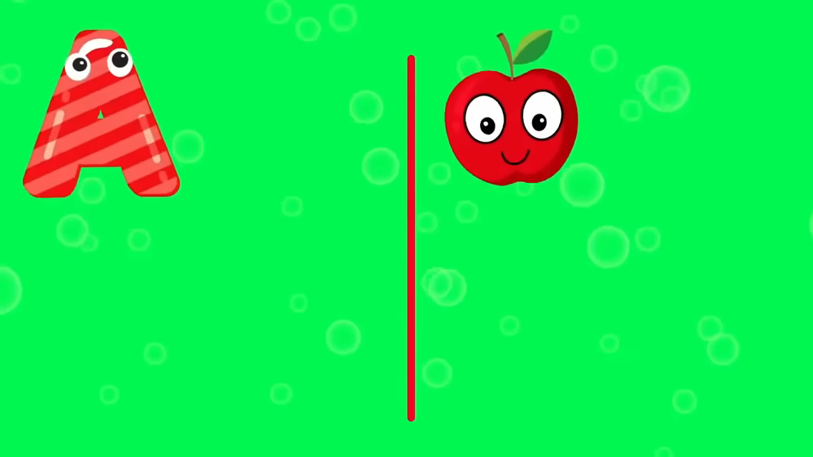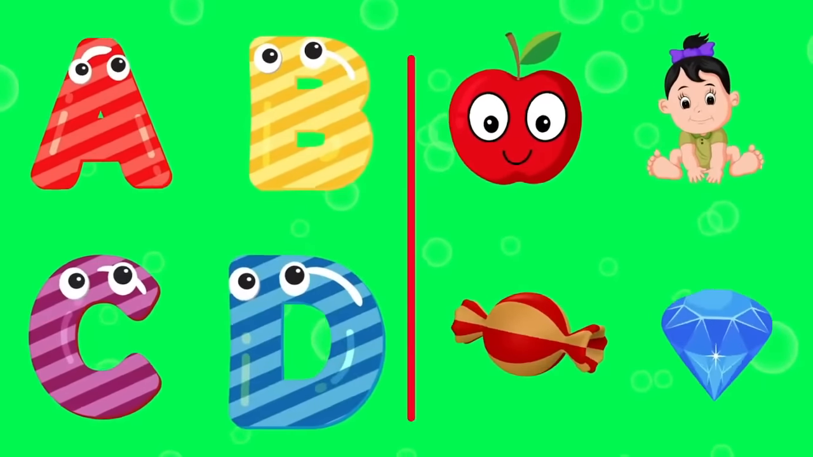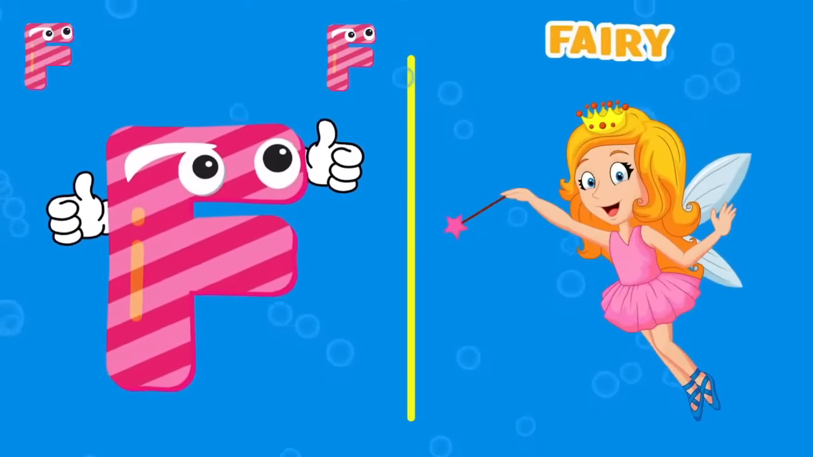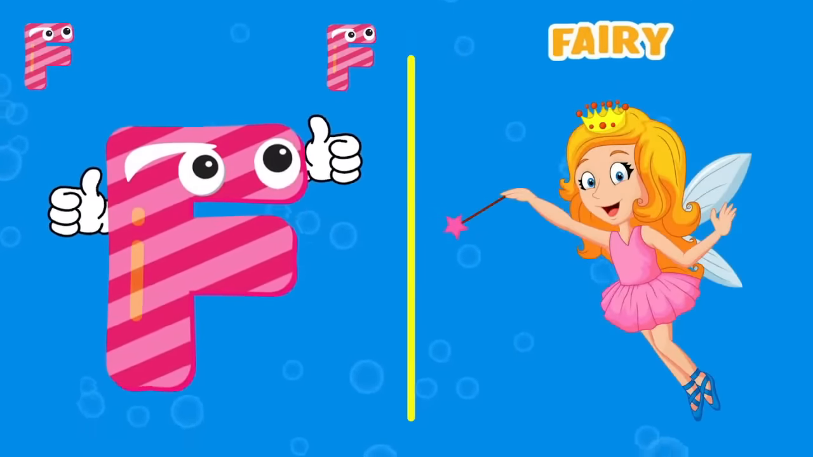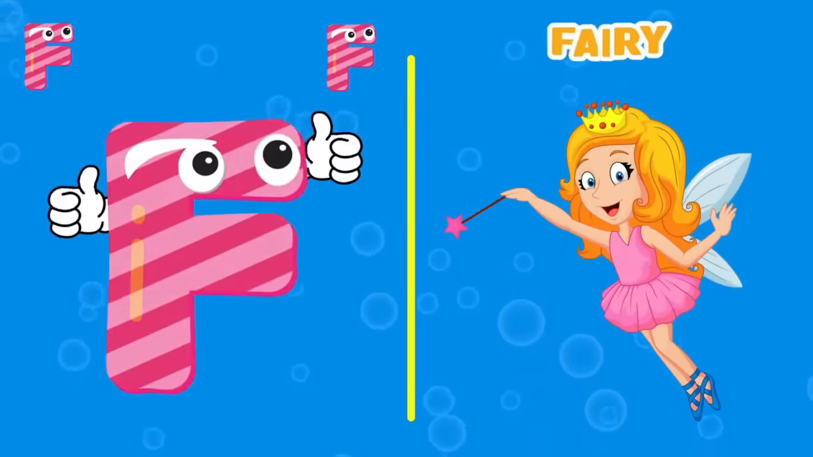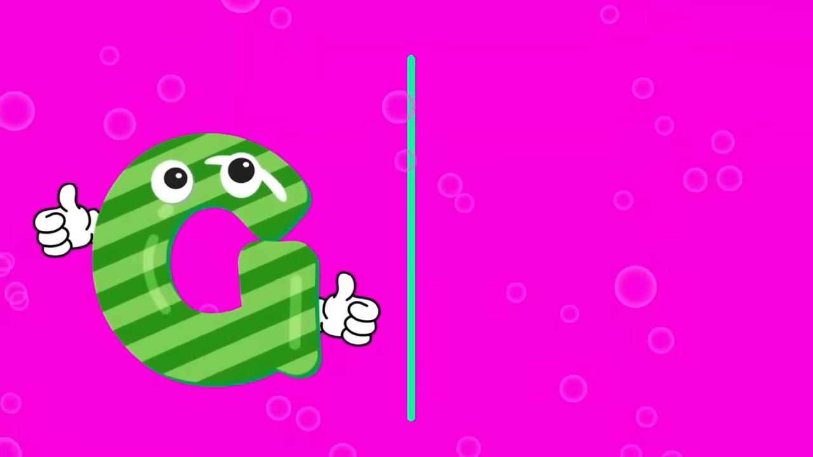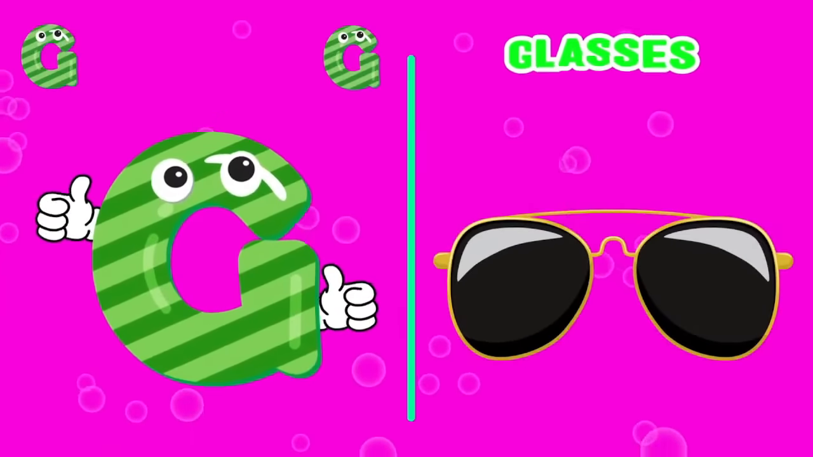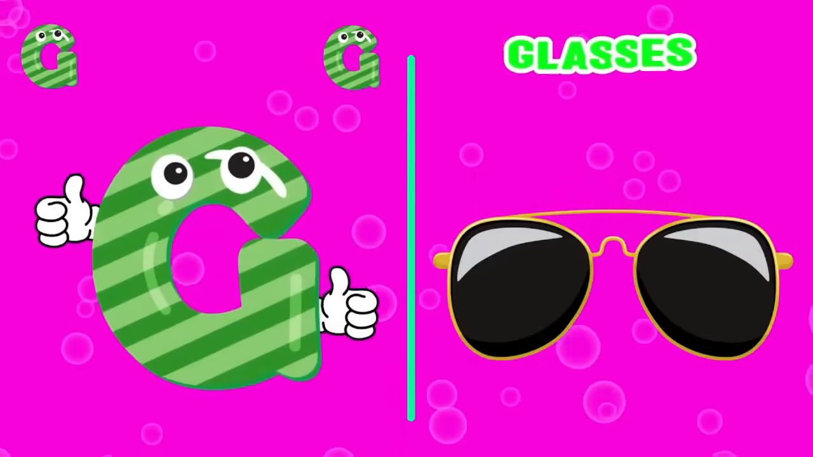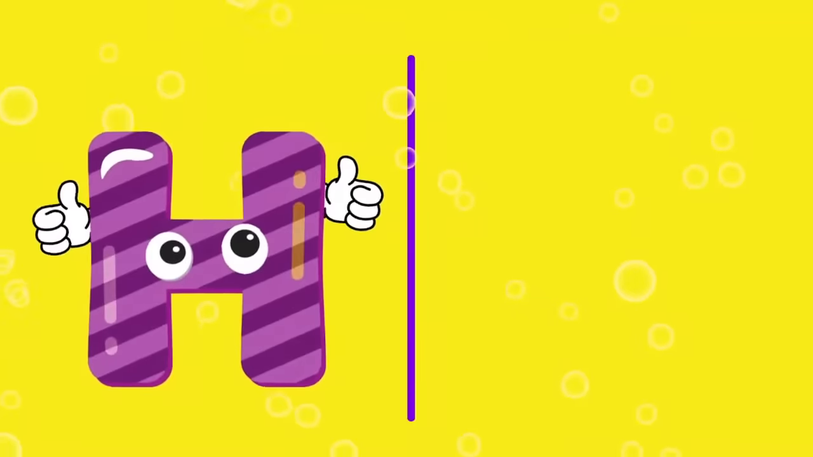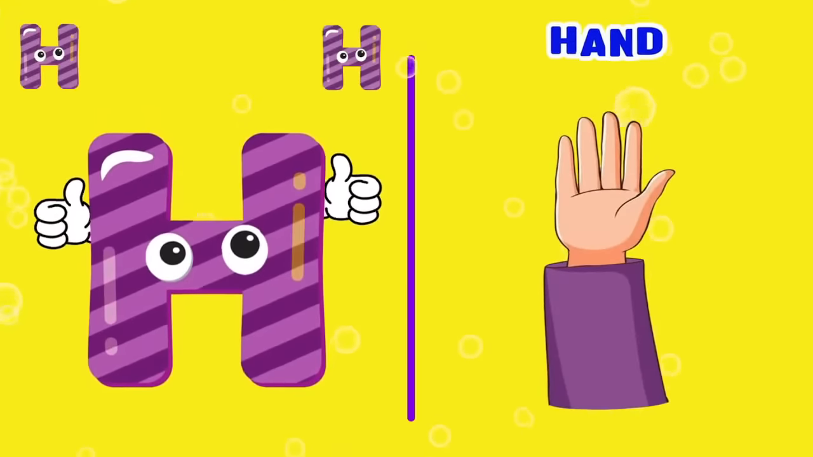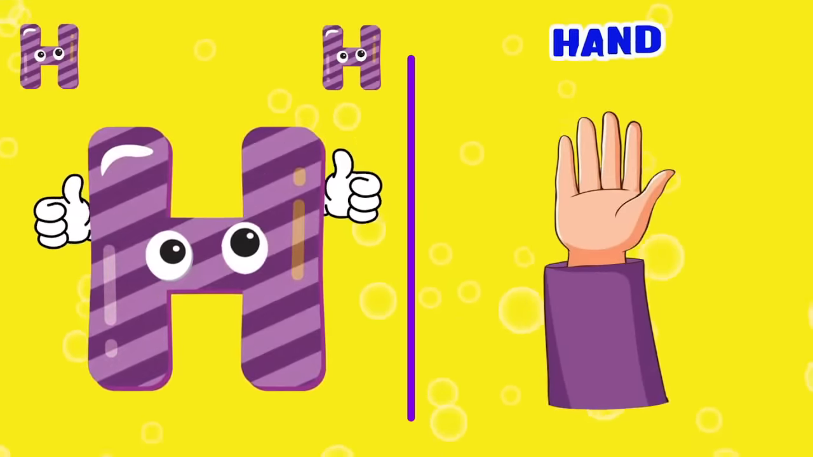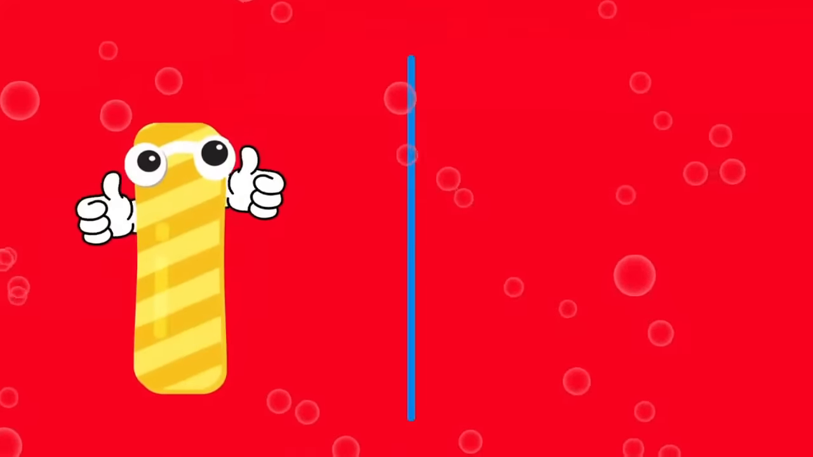Elephant. F is for fairy. F for fairy. G is for glasses. G, g, glasses. H is for hand. H, hand. I is for igloo.